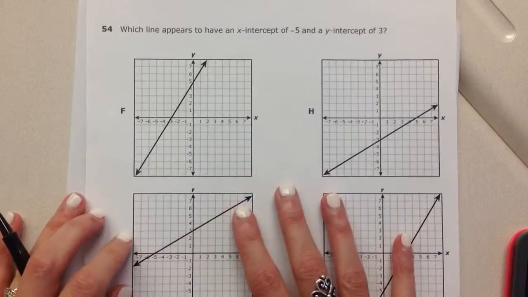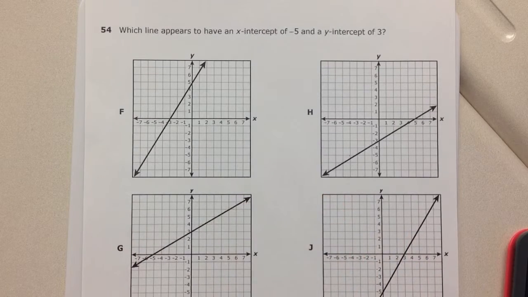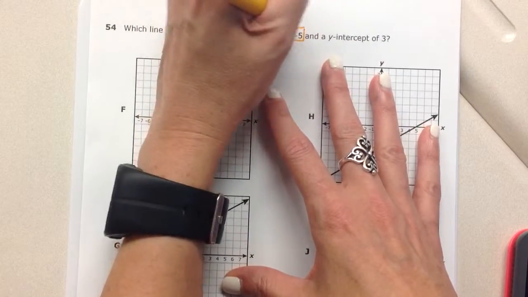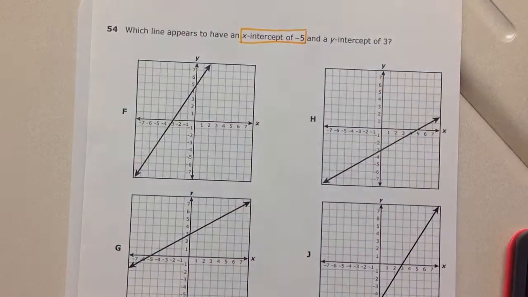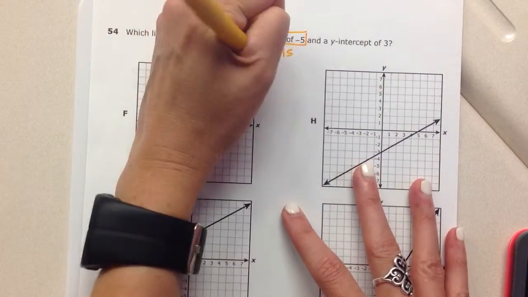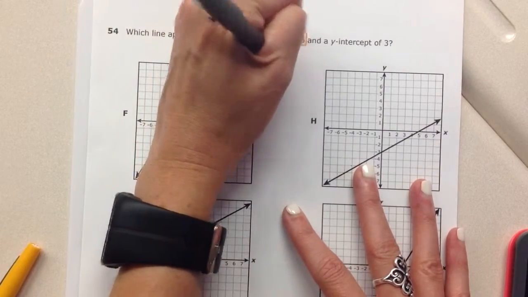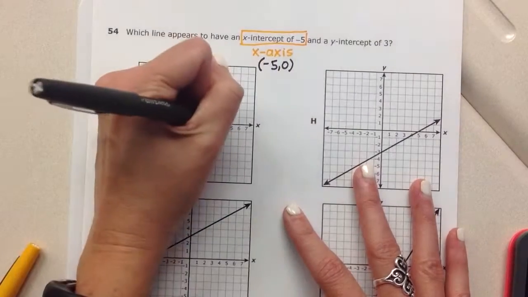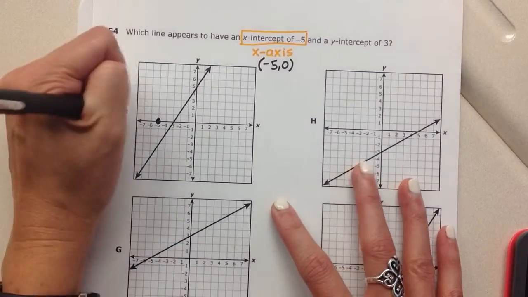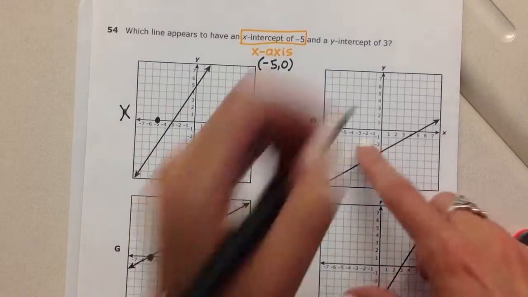And the last question for category 2 on your benchmark is 54. Which line appears to have an x-intercept of negative 5 and a y-intercept of 3? Okay, again, you've got to know your vocabulary. X-intercept. Where do we find an x-intercept? We find it on the x-axis, and this is the ordered pair negative 5, 0. So I'm going to plot negative 5, 0, here on the x-axis at negative 5. Well, F doesn't cross there because it doesn't have that x-intercept. G has it, so we're going to keep G.